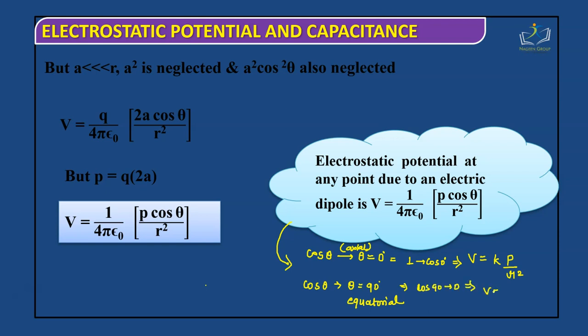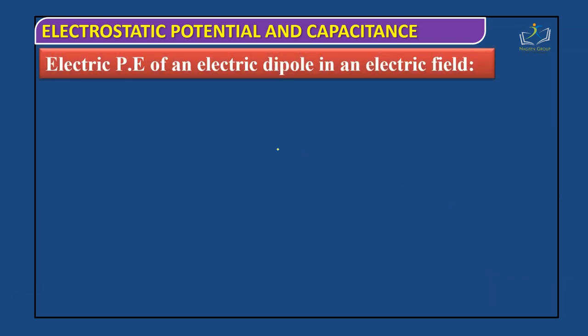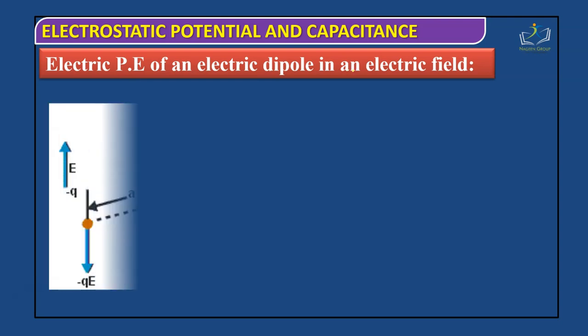So for this scenario, V is equal to 0. So these are two basic particular points. According to the theta, we will see where that potential actually is. Next, we have electric potential and electric dipole in an electric field.